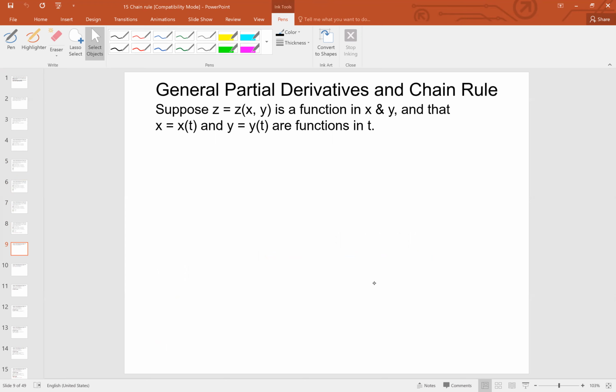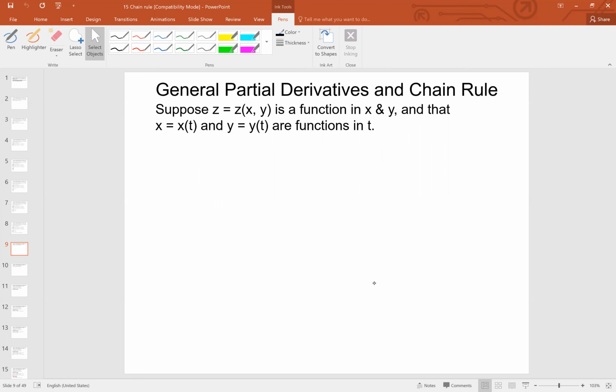Now next, we can have compositions of multivariable functions. Well, before we talk about that, let's talk about the chain rule a little bit. So, an example of a chain rule.